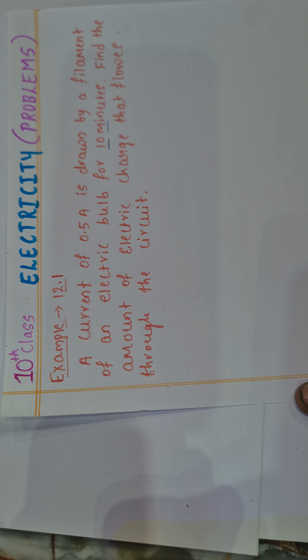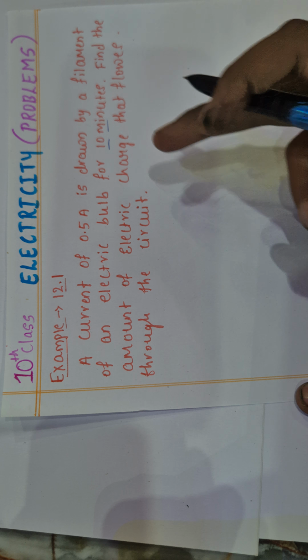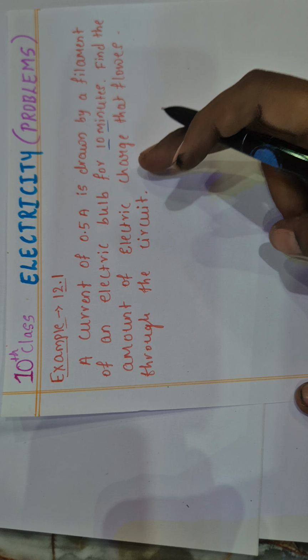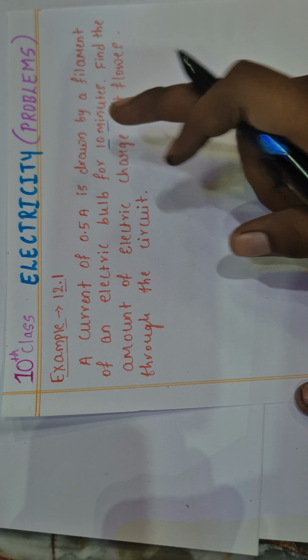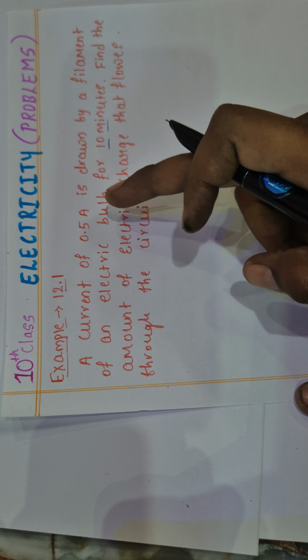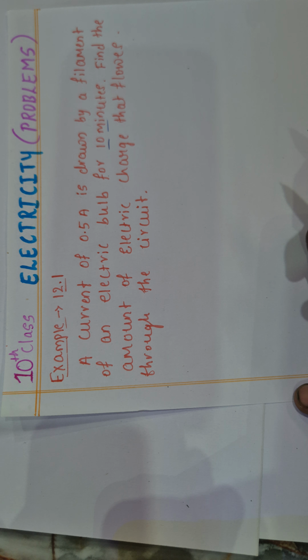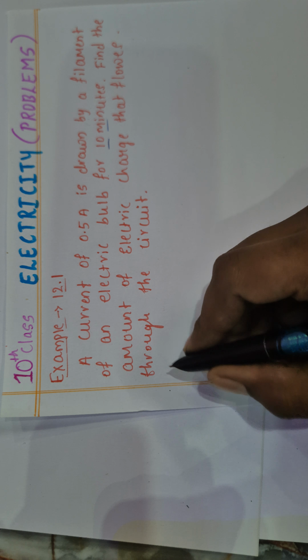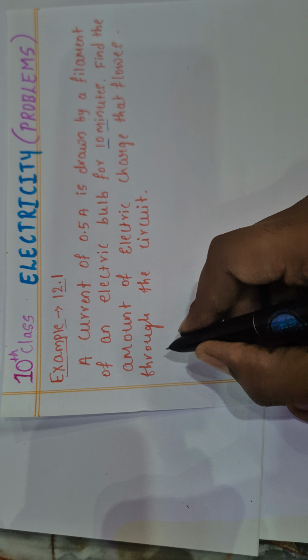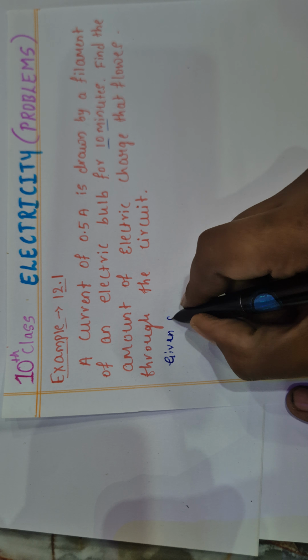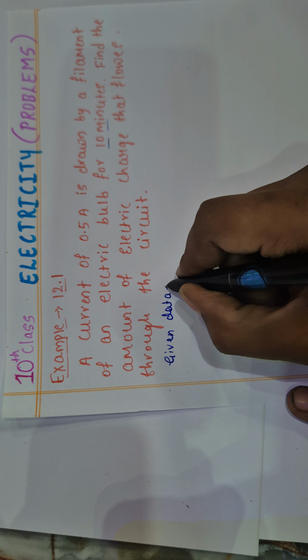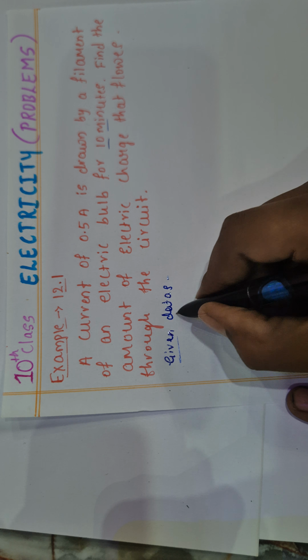So first of all, we have to understand the electric charge. Electric charge we take as Q, the time we take as T, and the current we take as the ampere, like I. First we have to write what is given. Given data. What are the data?